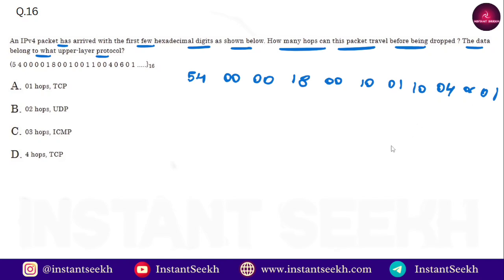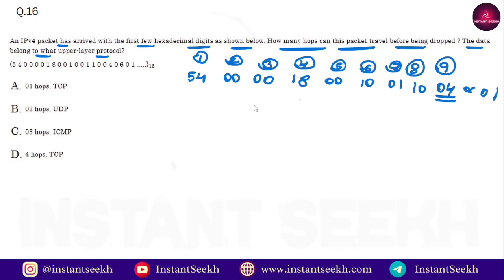If you see, the TTL field is located on the ninth byte of the IPv4 header. If we count 1, 2, 3, 4, 5, 6, 7, 8, at the ninth byte we have the code 04. Since this is hexadecimal, if we convert it to decimal, it will be 4 itself.